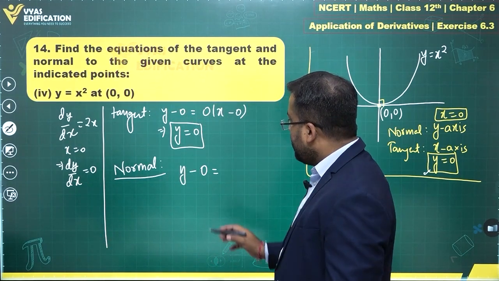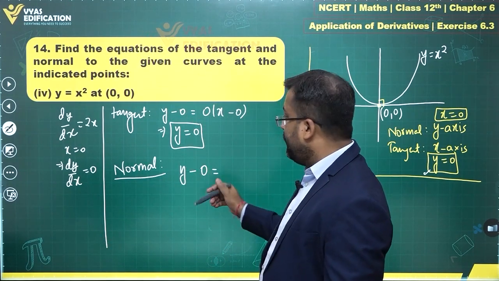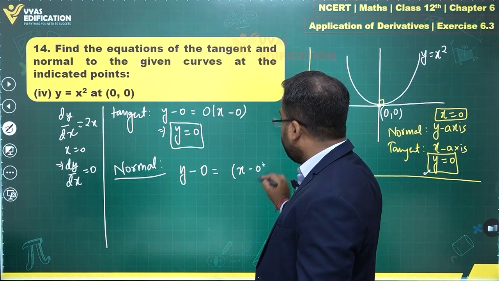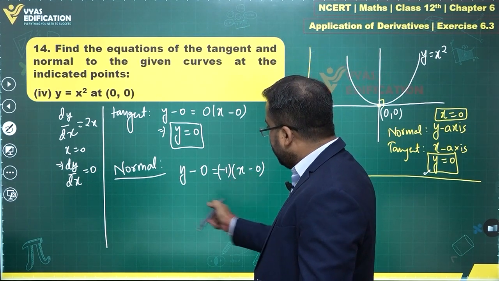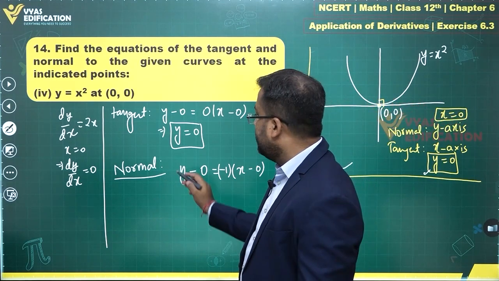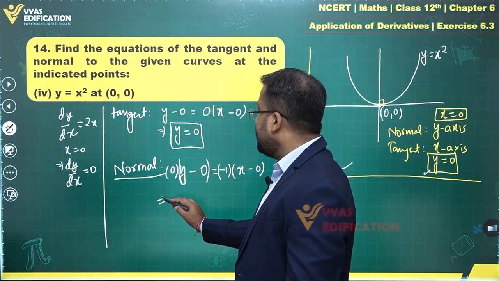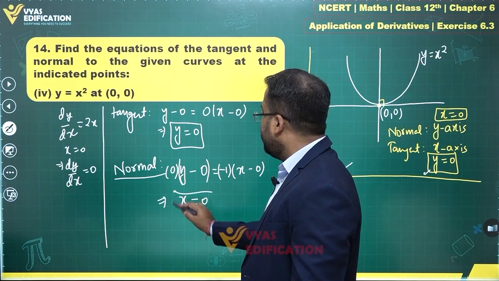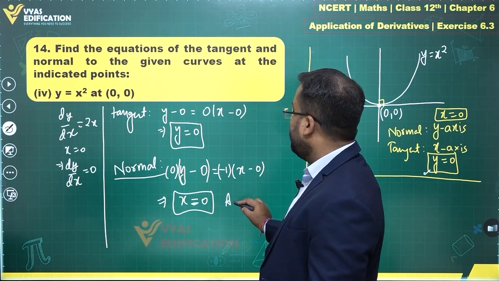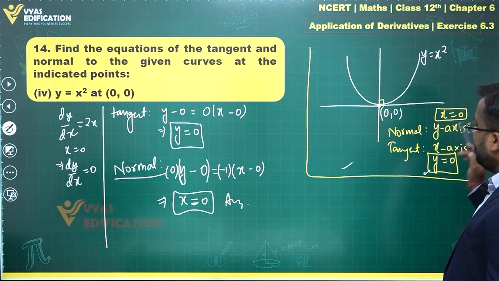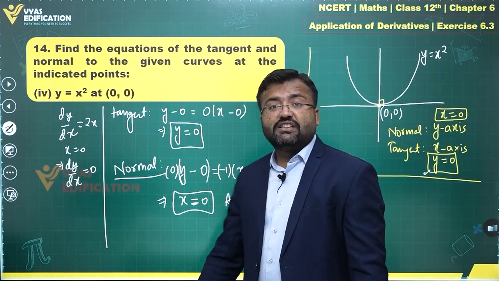Yes. Maybe y minus 0 will be equal to something times x minus 0 minus 1 upon that slope of tangent. What is that? That's simply 0. I can do that, yes. And this tells me that x equal to 0 is the equation of normal, as you can see over here as well as over here using this approach.